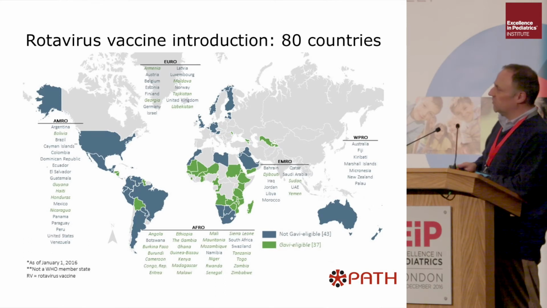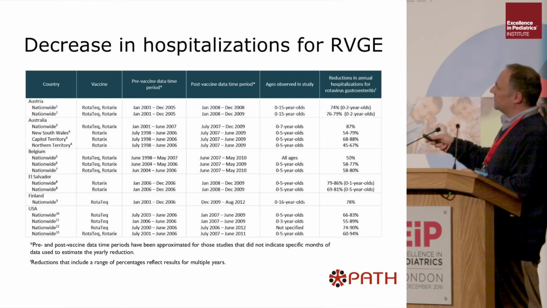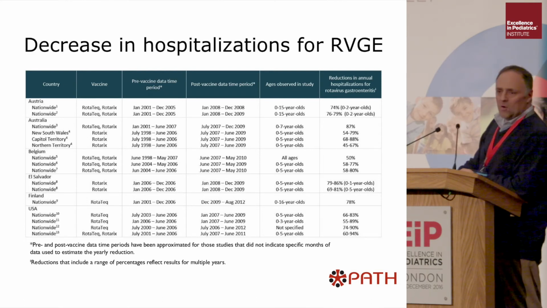At the moment, these vaccines are introduced in a little bit more than 80 countries, either by their governments or supported by the Global Alliance, by Gavi. These numbers are from the beginning of the year. When you look at different countries and meta-analyses, the reductions in annual hospitalizations for rotavirus gastroenteritis are striking. They are more than 50%. They're typically 75%. They can go as high as almost 90%, and in some cases 95%. So the effect is real, and that is a good thing.